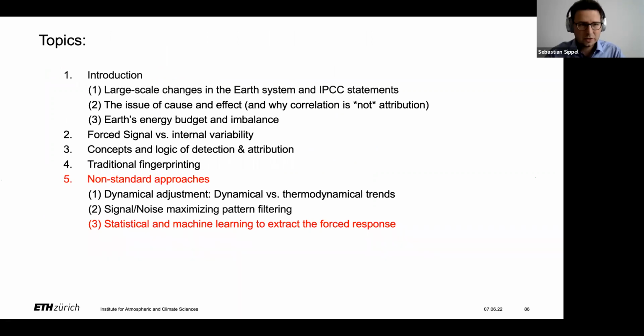So there's a last approach that is based on statistical or machine learning to extract the forced response. Again, that relates to classical detection and attribution, but it tries to bring in new techniques to do that. I would like to highlight one study that we did on that.